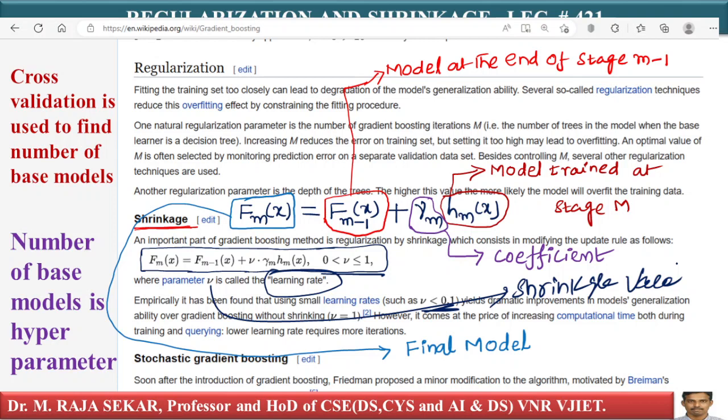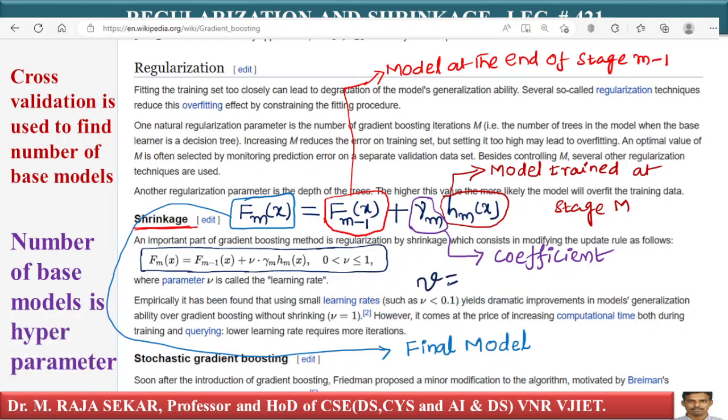But intuitively, let me say nu is very small, say nu equal to 0.0001. The only requirement is that 0 is less than nu, and nu is less than or equal to 1. Yes, 0.0001 is in between. What is the maximum value of nu? Nu equal to 1. If I keep nu equal to 1, what happens?